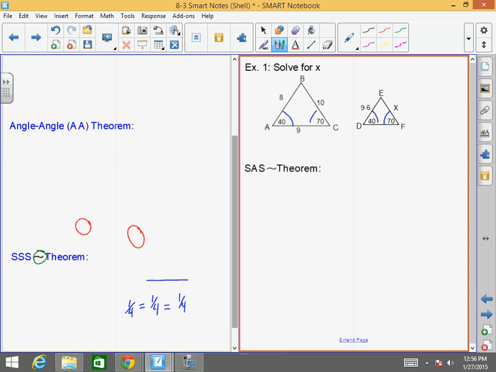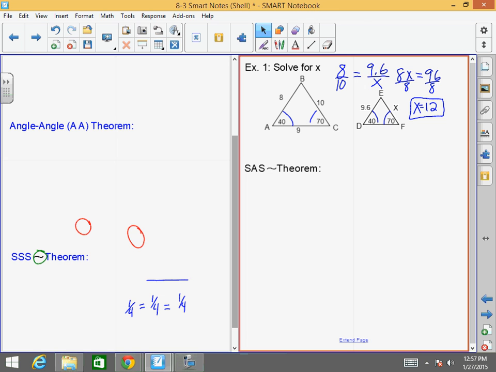I want to solve for x. Well, remember, we did this yesterday. Since they're similar, the corresponding sides must all be proportional. So I'm going to go ahead and say, okay, 8 to 10 must equal 9.6 to x. Because AB corresponds to DE and BC corresponds to EF. When I go ahead and cross multiply, I get 8x equals 96. Divide by 8. X would equal 12.